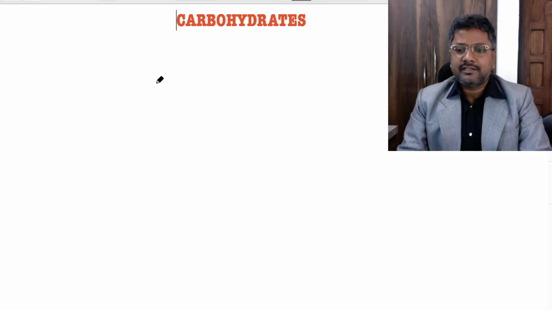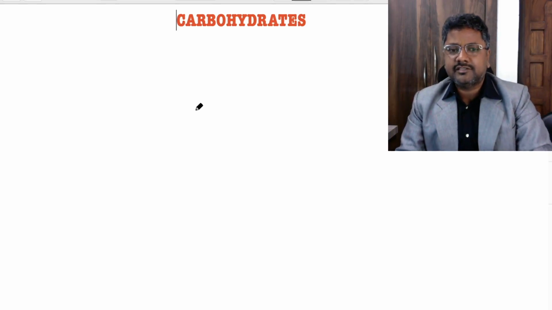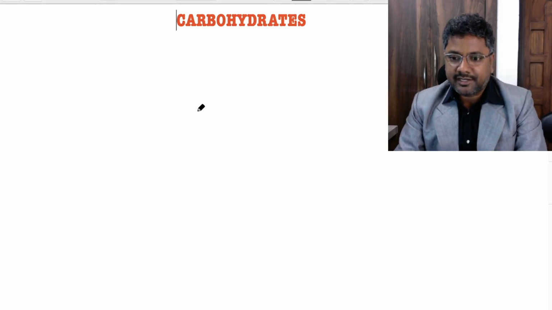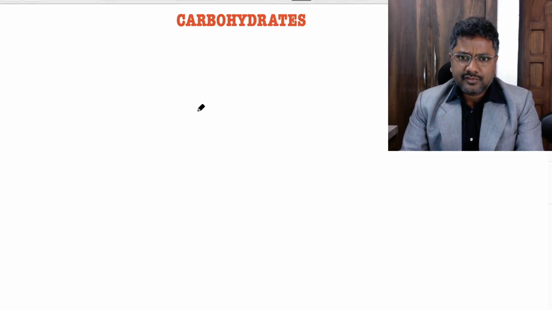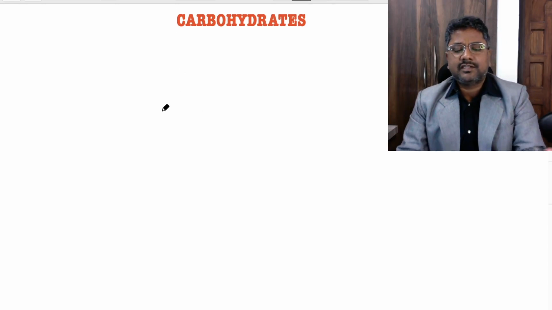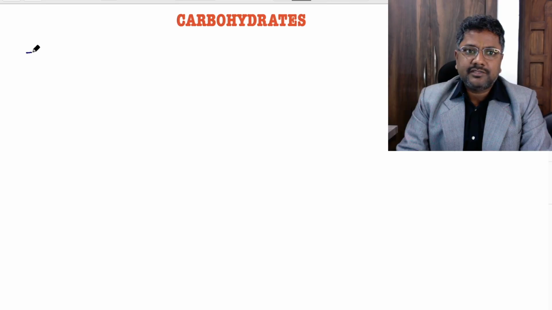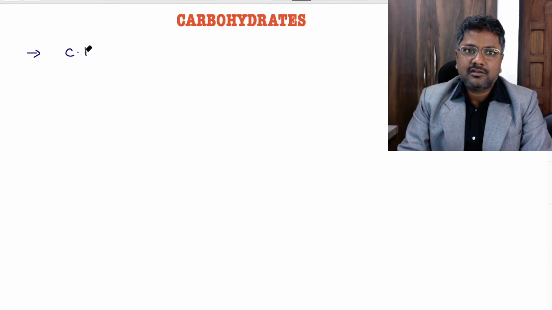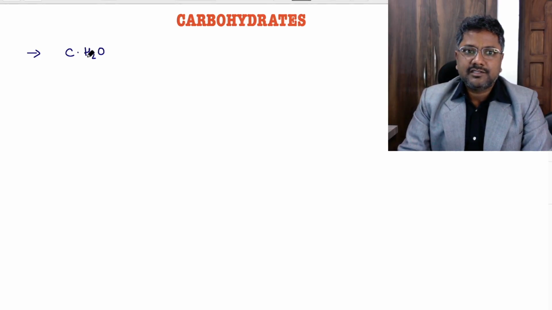So basically there are many definitions that were initially made to define carbohydrates. One of the old definitions is that hydrates of carbon are known as carbohydrates. Similarly, one more definition will come into the picture, that carbohydrates are the group of organic compounds containing carbon, hydrogen, and oxygen. So one by one we should write also. Hydrates of carbon means carbon dot H2O. This is the first definition.